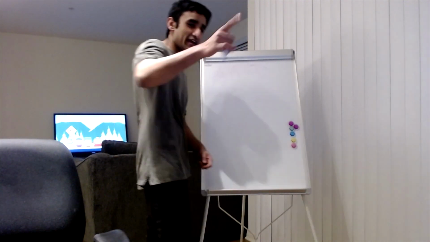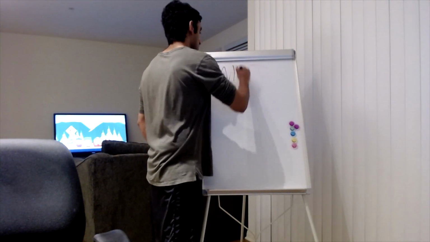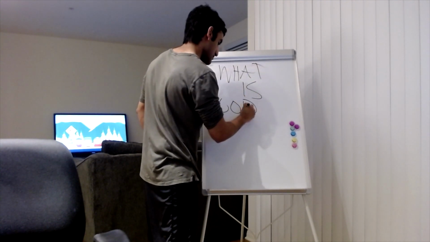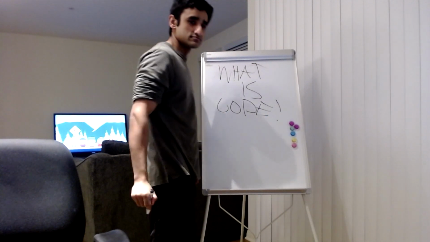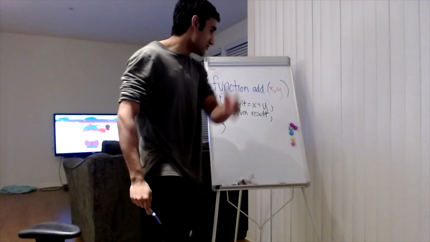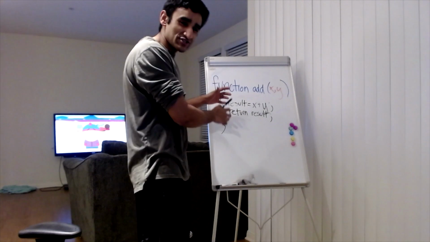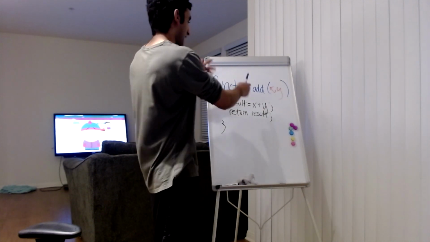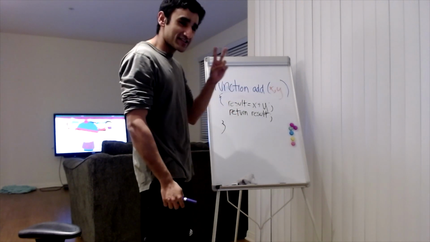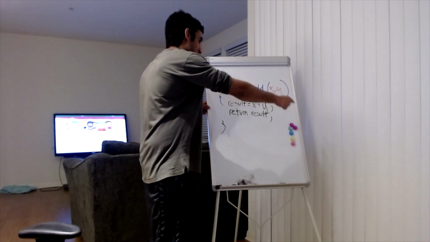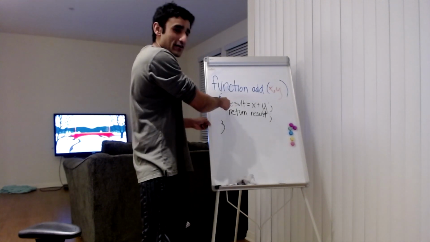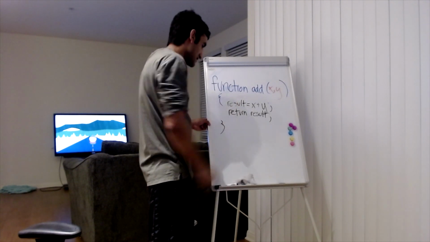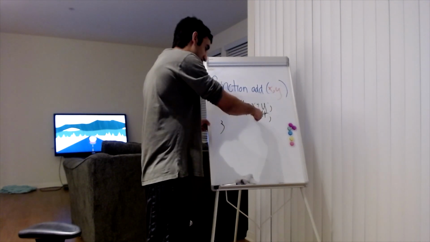All right, guys. Today we're going to talk about what is code. This right here is code. This programming language is BIOS. So this function right here is called add. This add function takes in two inputs, x and y. This line of BS code adds x and y and puts it into result. This line of code then returns the result.